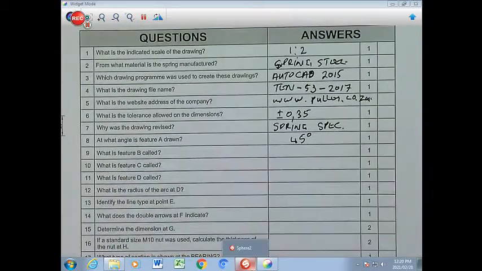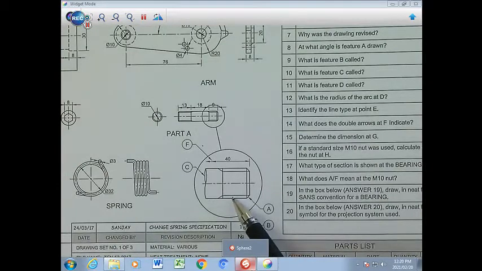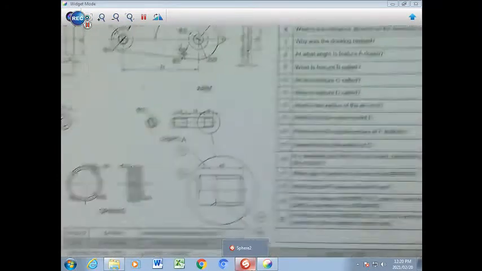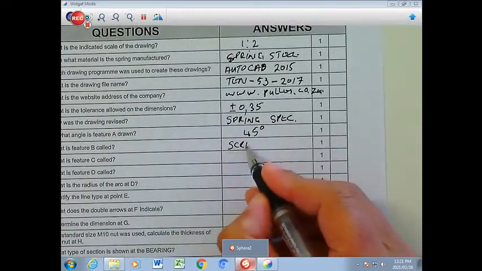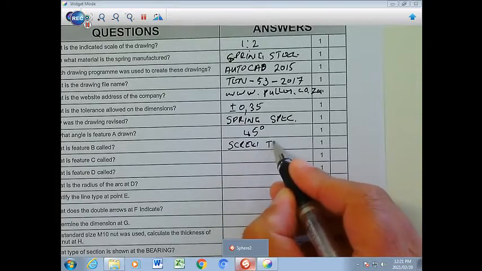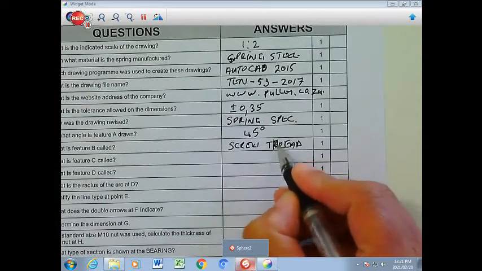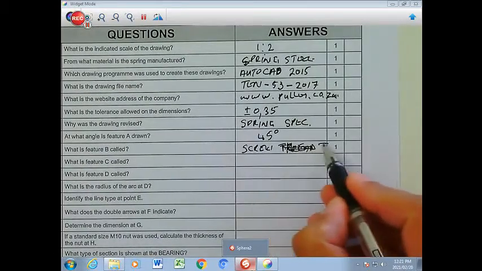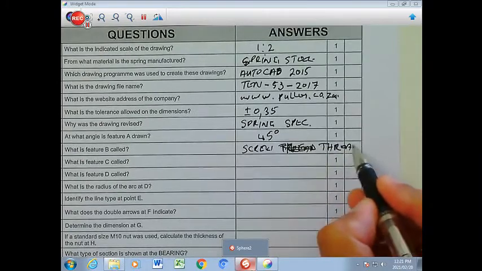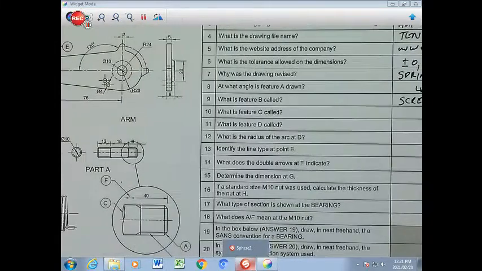What is the feature B called? So we're going to go to B. B has the double line here, and it has a double line on the top, so that could only be screw thread. So I'm going to write in here screw thread. Apologies for my handwriting. Let me just rewrite that, and that's going to be T-H-R-E-A-D. Screw thread. Okay. Number 10.